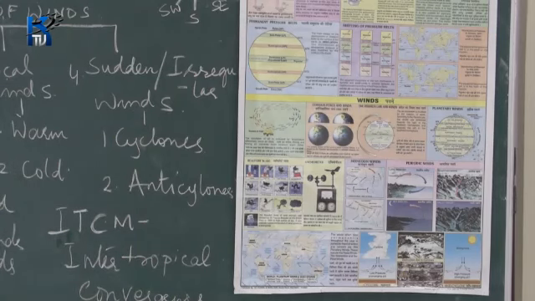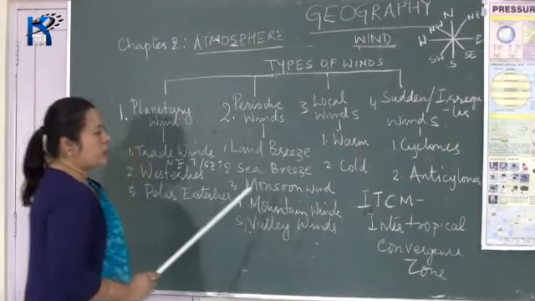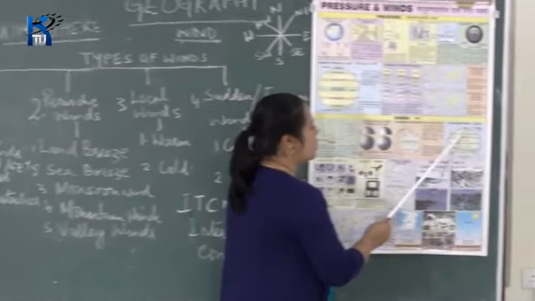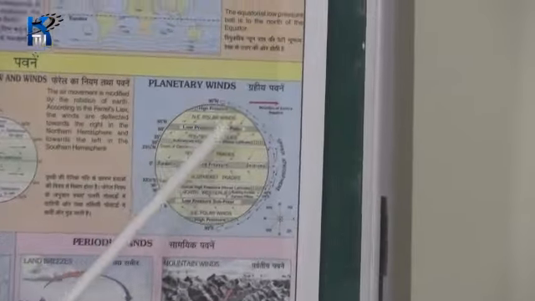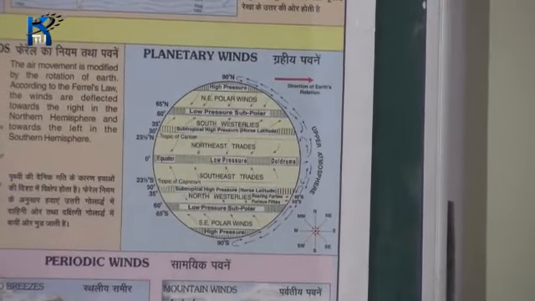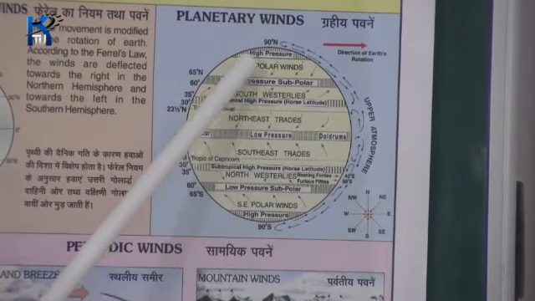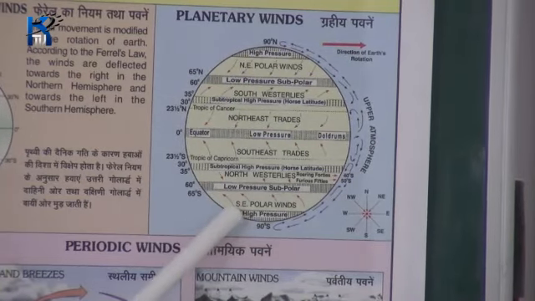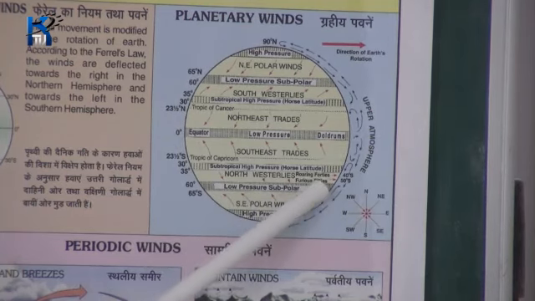Now the easterlies, the third type of planetary wind. The polar easterlies blow from the polar high pressure belt to the subpolar low pressure belt. Wind always moves from high pressure to low pressure. In the northern hemisphere, they blow from the northeast, so they are known as northeast polar winds.